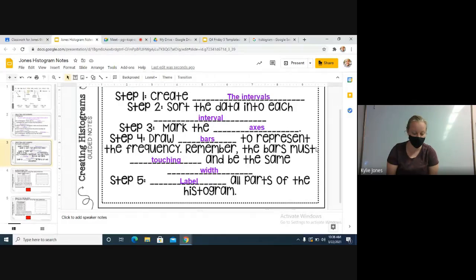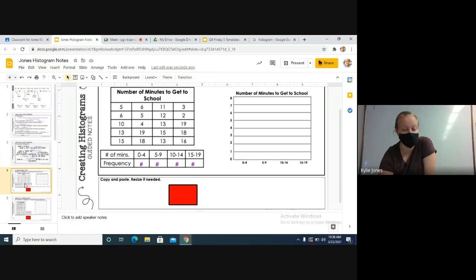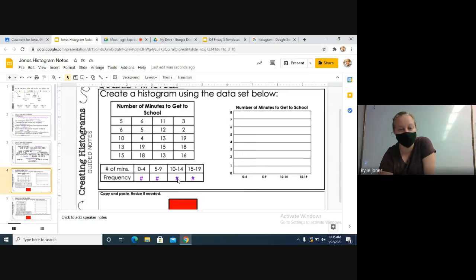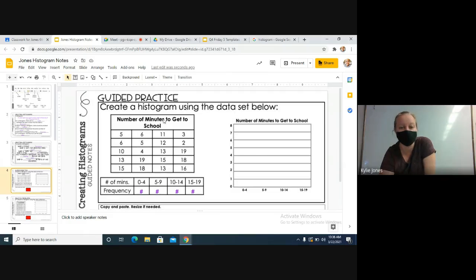The box you're going to copy and paste and then make it taller or shorter as you need to. All right, so let's look at slide number 4. So this is where we are going to draw this out. So it says create a histogram using the data set below. So it gives you this box full of numbers, correct? And what are these box of numbers for? What do they represent? No, read the chart. What does it say those numbers are?